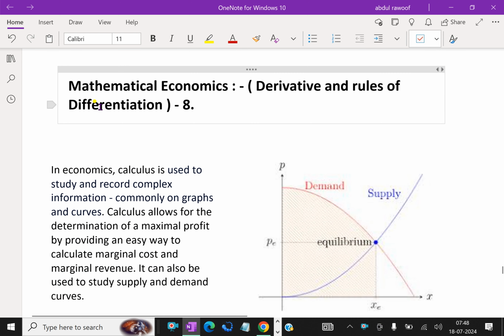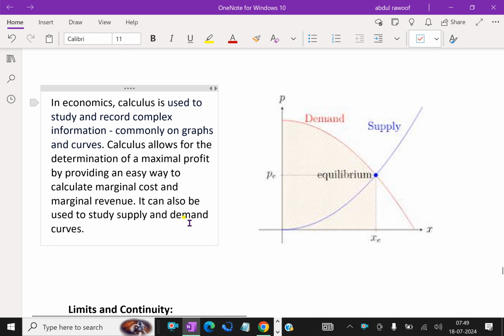Welcome to aminacademy.com. In mathematical economics, let us discuss derivatives and rules of differentiation. In that, we will discuss limits and continuity.